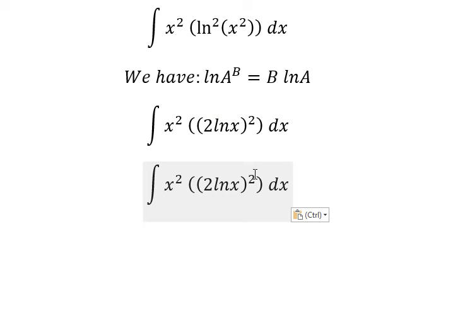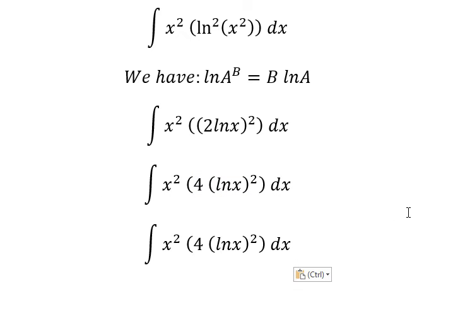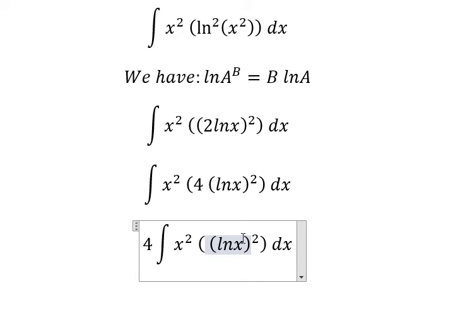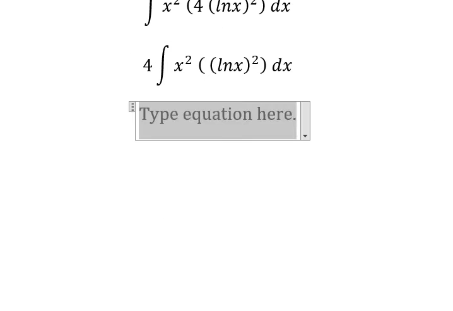Two with the power 2 in here, we have the number 4. And then I will put the number 4 outside in here. Now we can use integration by parts.